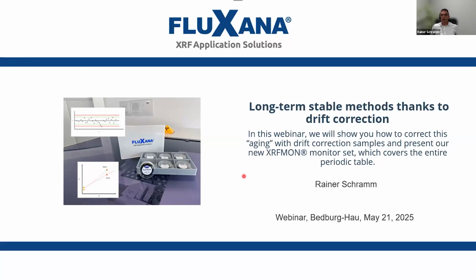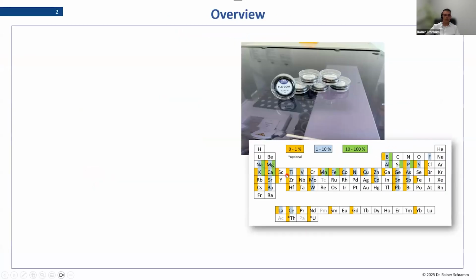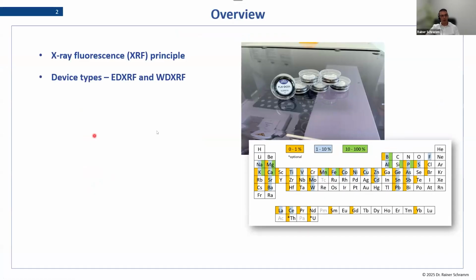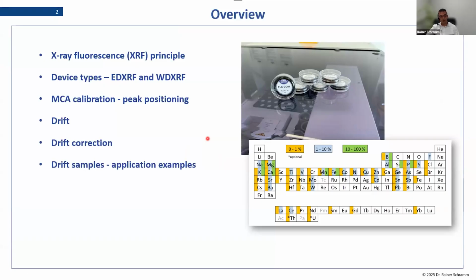My name is Rainer Schramm, and I would like to present today the strategy of drift correction and guide you through this issue. We have to talk about how X-ray fluorescence is working, the techniques which are used. We go also to important points like what is an MCA calibration, what is peak positioning, what is drift as the main issue, and how can we correct for any drift, what kind of drift samples we could use, and I want to summarize my presentation.